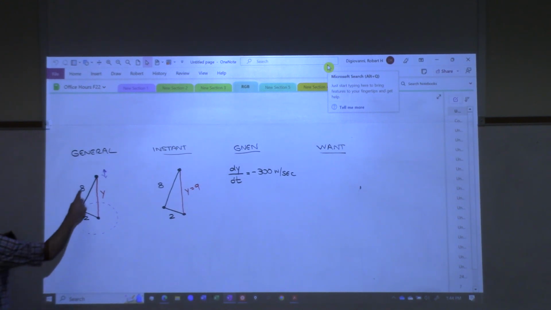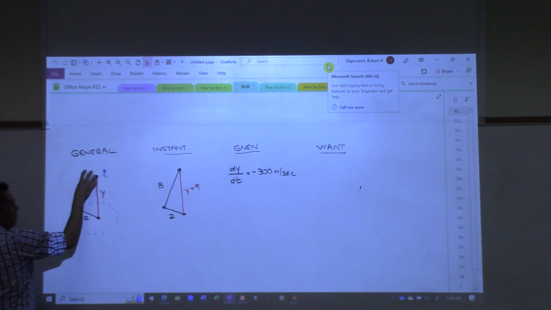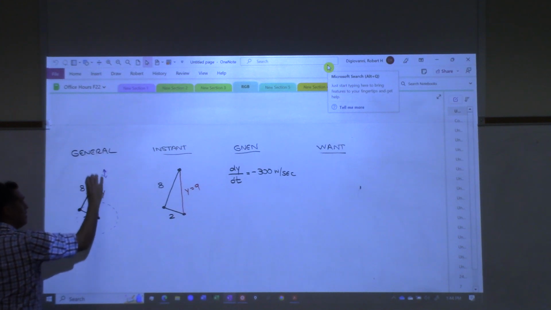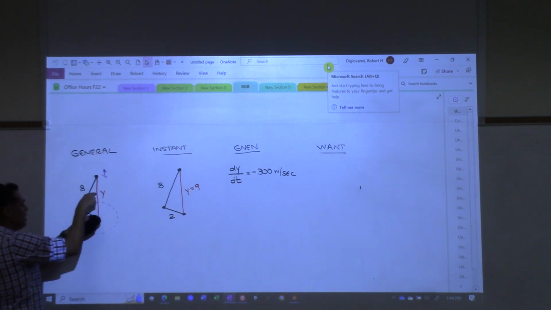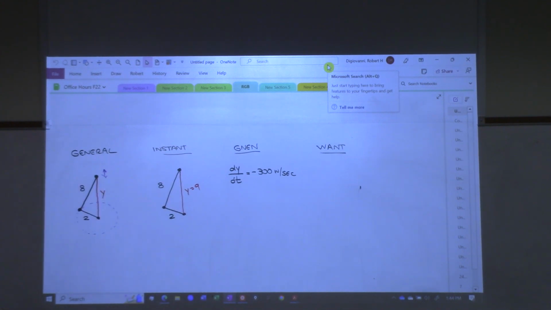You have to remember that when this point moves, the piston, it only goes up and down, right? It doesn't come over here and do anything. It's just up and down, up and down. So y shrinks and grows, shrinks and grows. And at this instant that it's 9, we're saying it's coming down at negative 300 inches per second, or it's shrinking at negative 300 inches per second. So if it was moving up, that number would be positive? It would be positive, yeah. But I said in the problem it's moving down.